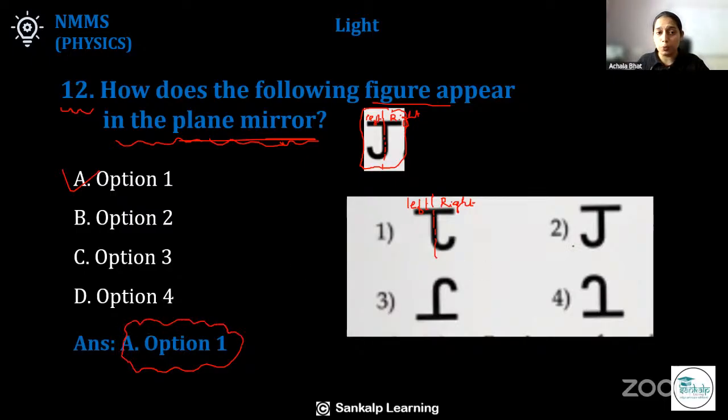What about option 2? This is as it is. Here, no lateral inversion is taking place in second image. So B is wrong. What about C? This is inverted. In plane mirror, no inverted image is formed, so C is wrong. D, this is also inverted, wrong. Therefore, the correct option is option A, option 1.